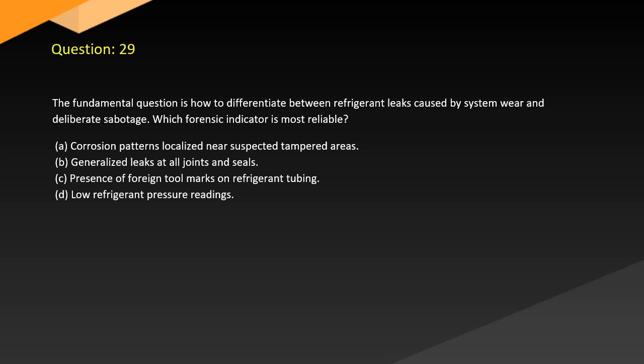Question 29. The fundamental question is how to differentiate between refrigerant leaks caused by system wear and deliberate sabotage. Which forensic indicator is most reliable? A. Corrosion patterns localized near suspected tampered areas. B. Generalized leaks at all joints and seals. C. Presence of foreign tool marks on refrigerant tubing. D. Low refrigerant pressure readings.